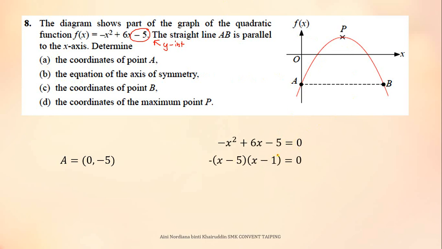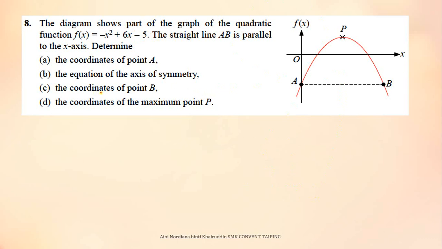So we'll get the values of x here, 5 and 1. Then the axis of symmetry will be x equals 3, the midpoint of 5 and 1.